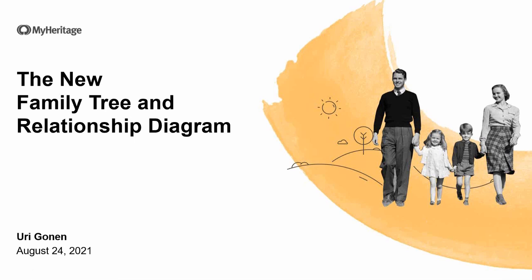Today we have MyHeritage's Uri Gonen with us, who is live in Toronto, Ontario, Canada, to talk to us about the new family tree and relationship diagram at MyHeritage. I've been playing around with this relationship diagram, and it's really neat. I'm sure you're going to enjoy it.